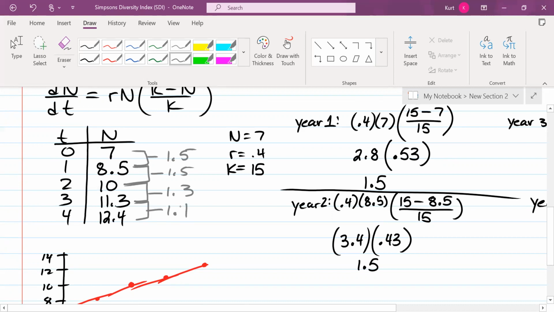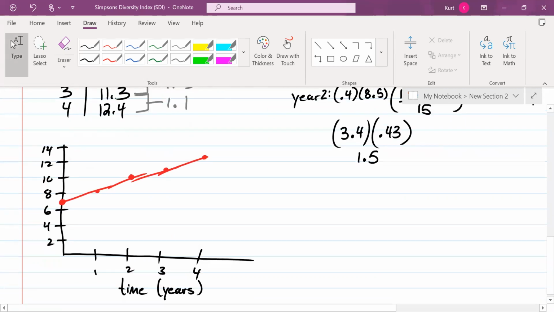As it gets closer to the carrying capacity, the population growth will slow down. And it's going to start to develop an equilibrium with that carrying capacity because the environment in this case can't exceed 15. If it does, you're going to have more deaths than births. Yes, Sebastian.